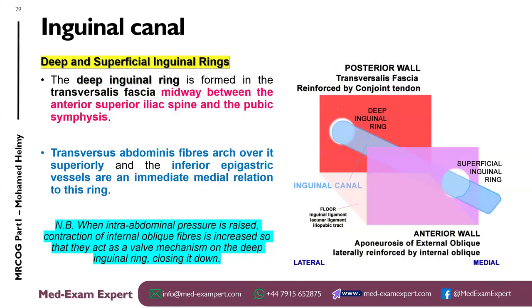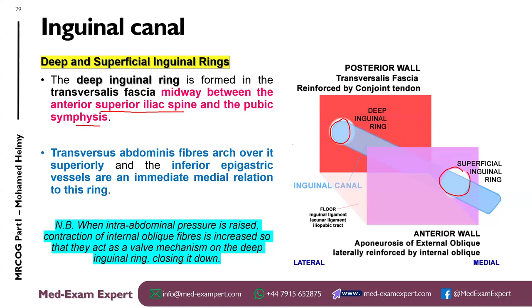So this is the deep inguinal ring, as I mentioned before, and this is the superficial inguinal ring. The deep inguinal ring is formed in the transversalis fascia, and anatomically it lies midway between the anterior superior iliac spine and the symphysis pubis. If you want to locate it as surface anatomy on the anterior abdominal wall, it will be midway between the anterior superior iliac spine and the symphysis pubis.